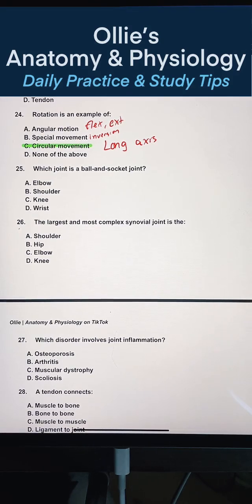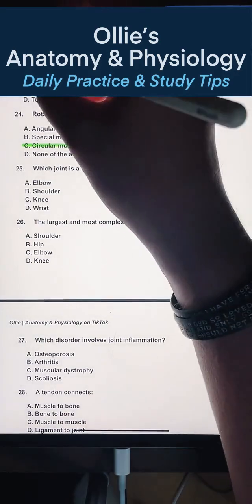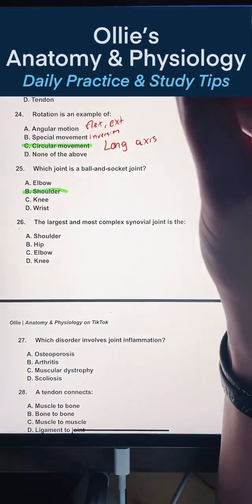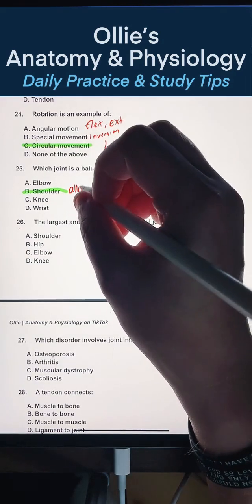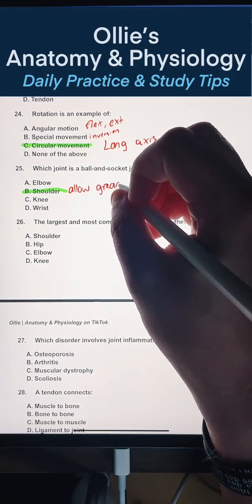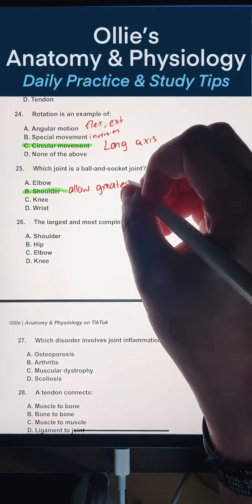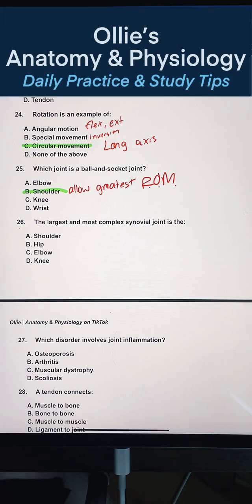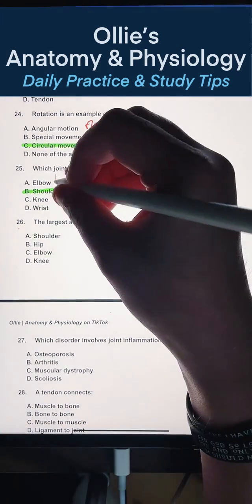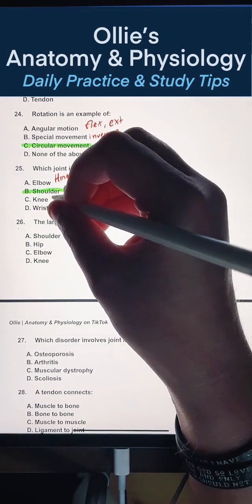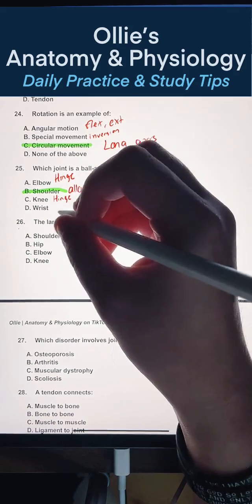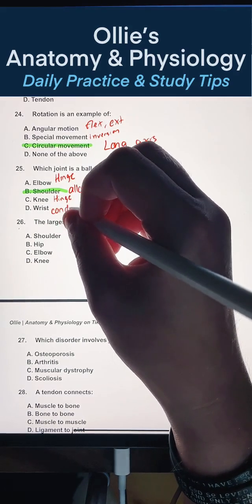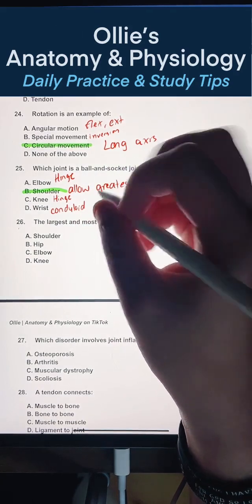Number 25. The answer is B. It is a shoulder joint. So our shoulder joint is going to allow the greatest range of motion, ROM. Ball and sockets allow for the greatest range of motion. Shoulder is an example of that. Also the hip. Elbow would be a hinge joint. The knee would also be a hinge joint. And then your wrist is a condyloid joint.